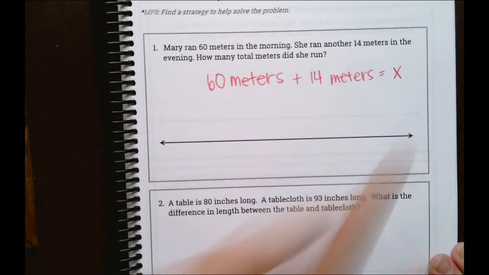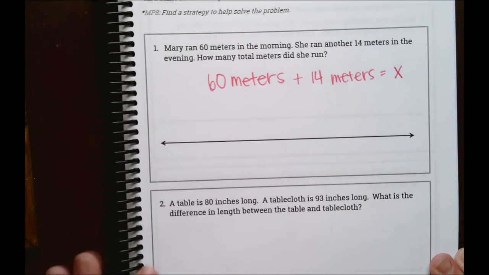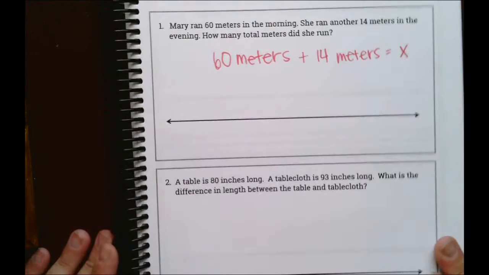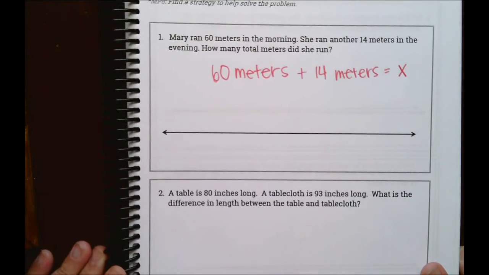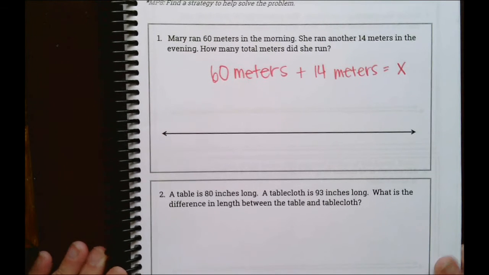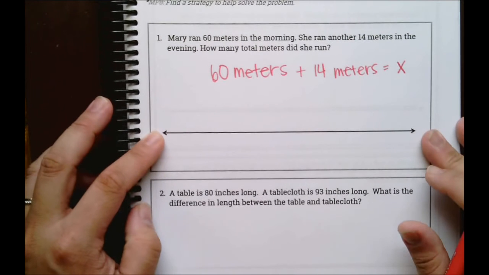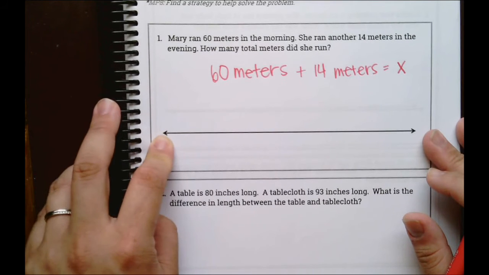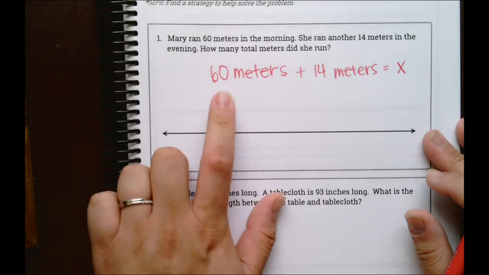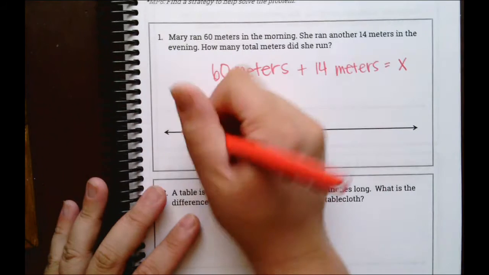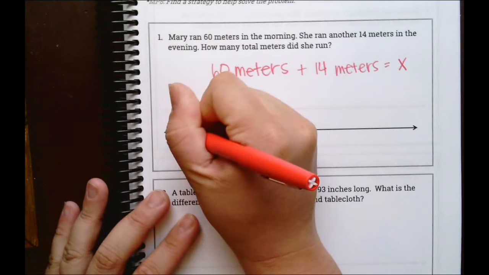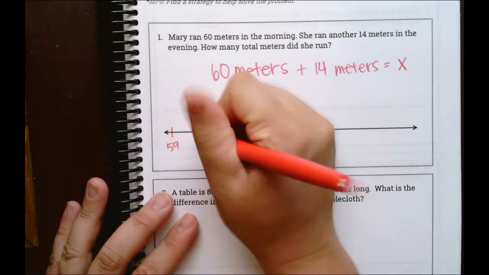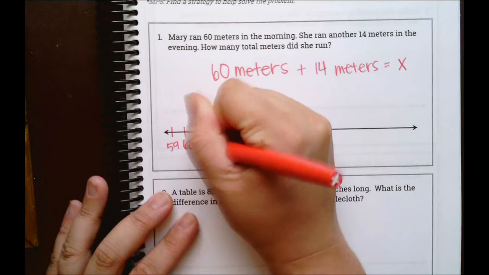All right, next step, we need to make our number line. So here's our number line. Remember I said at the beginning that our number line needs to only include the numbers that we need, right? So are we going to start off at 0? No, we're going to start off with 60. All right, so maybe one before. 59 is the one before. We'll start off with 60.